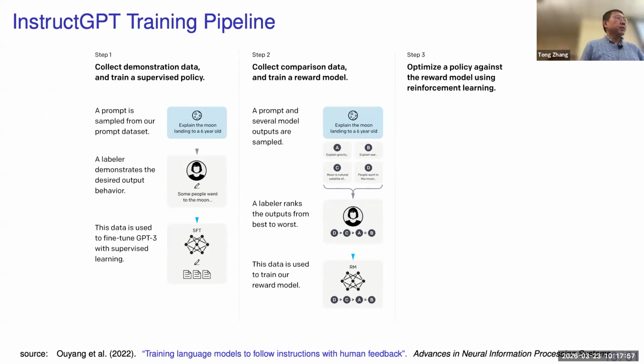Actually, yeah. So basically, the instruction training pipeline here is demonstration data. This is policy. I don't know why there is no step 3, probably something wrong with this display. I will double check, because there should be a step 3: optimize the policy against the reward model using this.